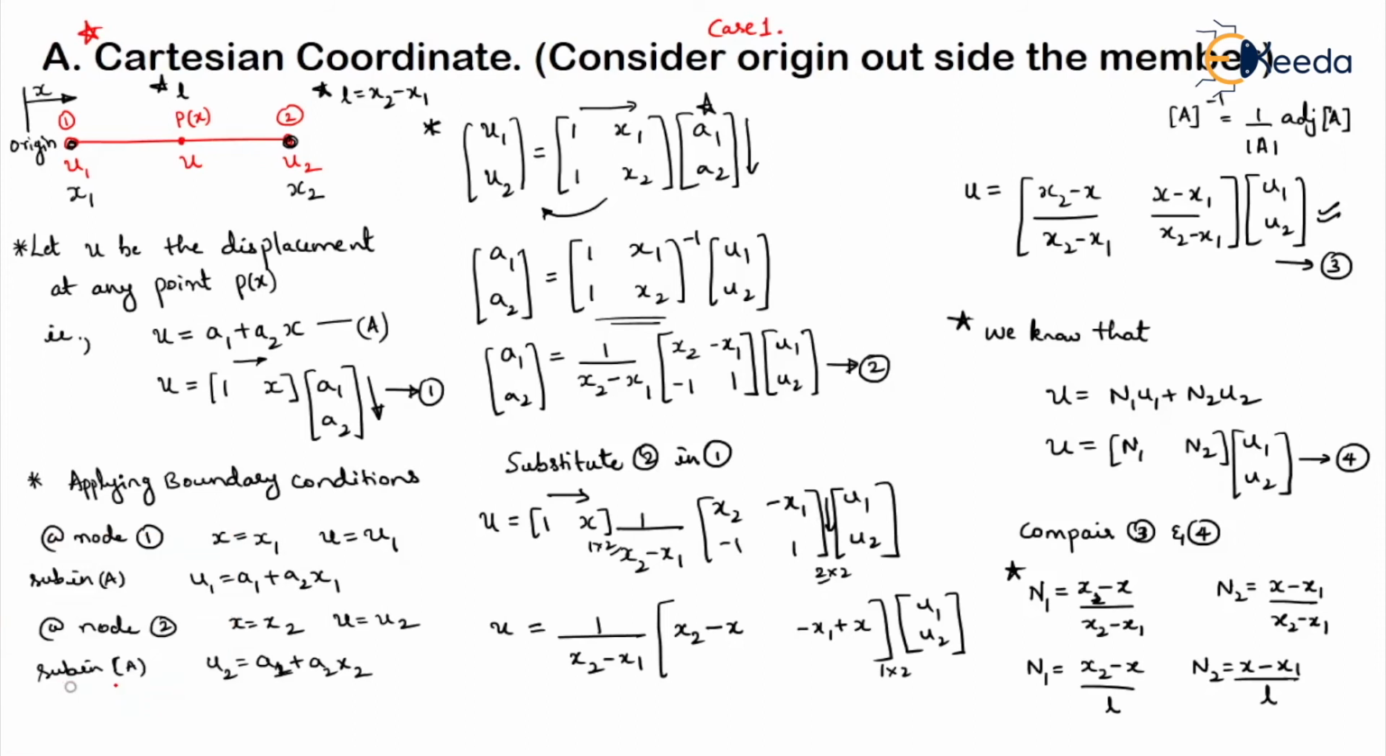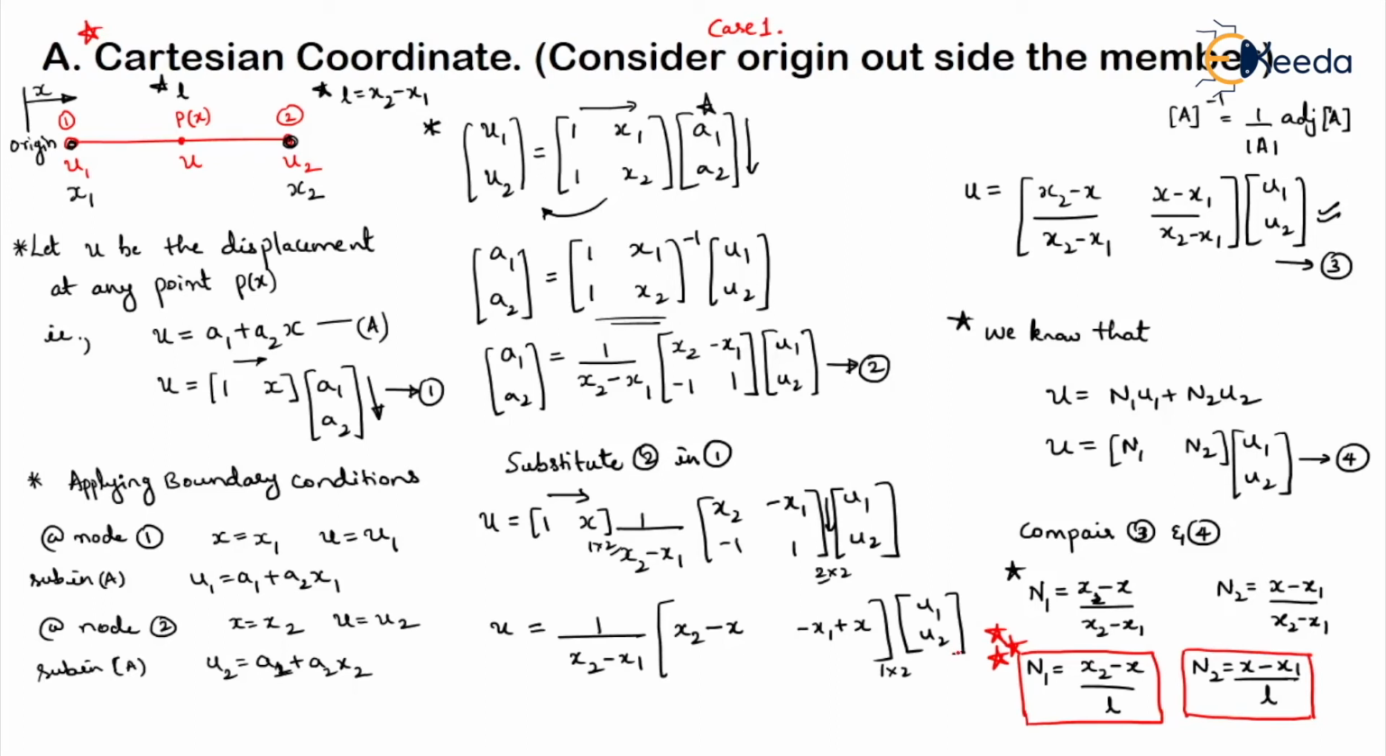So this is very, very important. Understood? So what is this? This is the shape function of a 1D axial member with two coordinates in Cartesian coordinate system, that too when your origin is outside the member. So for that particular thing, this is your coordinate. Now this was your case 1 in your Cartesian coordinate system.